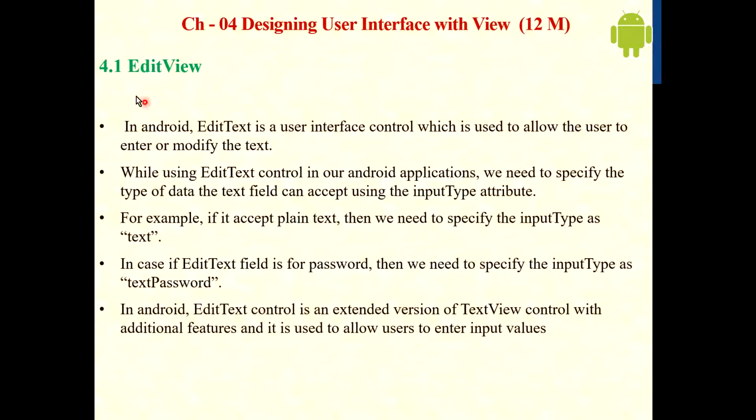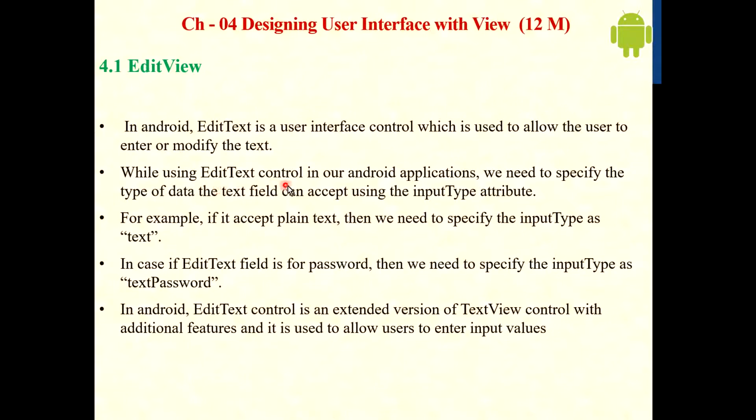Next component or view is edit text. Okay, in Android, edit text is a user interface control which is used to allow the user to enter or modify the text. In Java we see the text field. Similarly, here is the edit text. We can enter the text in that component.